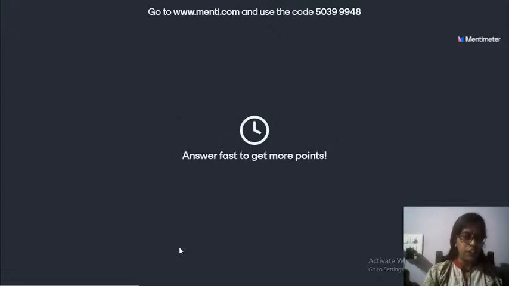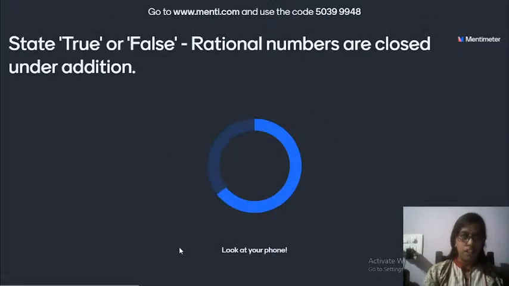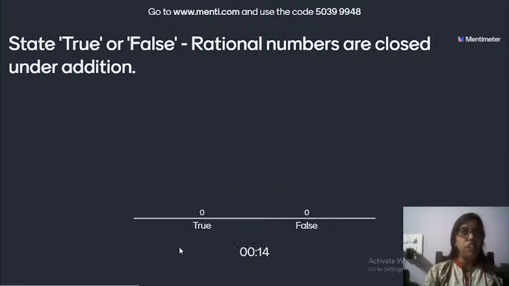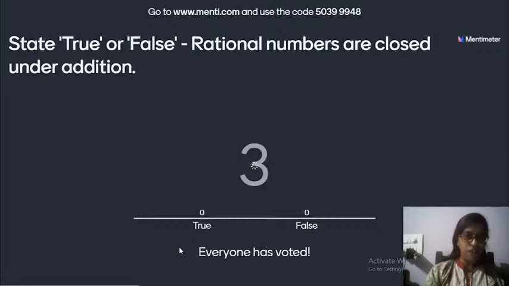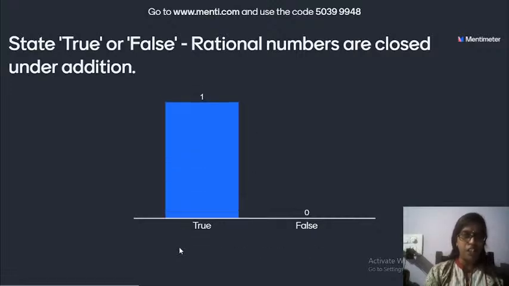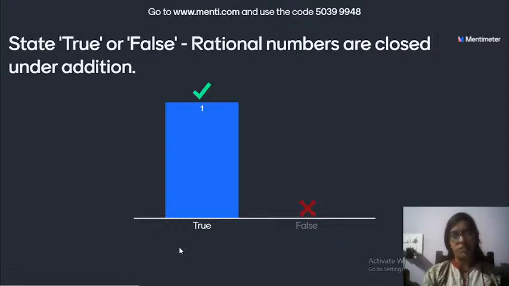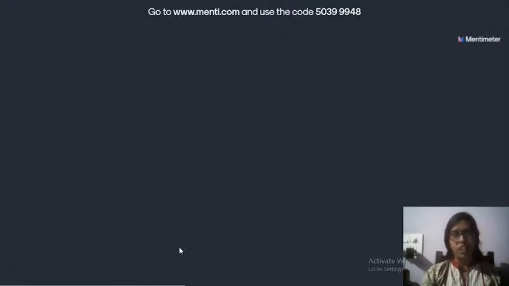Yes, fastest finger, be quick. State true or false: rational numbers are closed under addition. So you have to state whether the statement is true or false. Rational numbers are closed under addition. 6, 5, 4, 3, 2, 1. And the answer is true. It is closed under addition operation. Very good, guys.